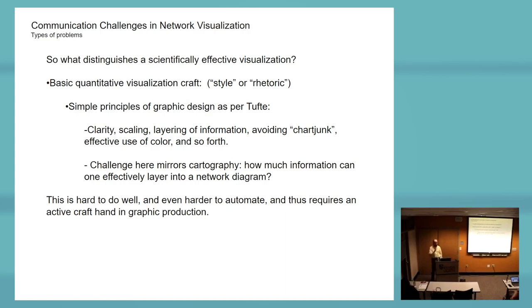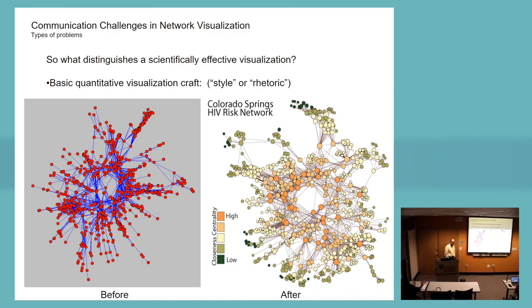First is a basic visualization craft, sort of a style or rhetoric. This is what's coming out of Tufte, out of some of the visualization textbooks. I'm not going to spend a lot of time talking about these features because these are general to all types of data visualization. We'll touch on them a little bit, but by and large, things like clarity, scaling, coloring, layering information, these are common across any kind of scientific visualization, and I want to focus on the things that are unique to network visualization. But these are going to pop up, and the distinction between a good coloring and a bad coloring can mean the world of difference when you're trying to make sense of something, but we're not going to spend a lot of time talking about it.